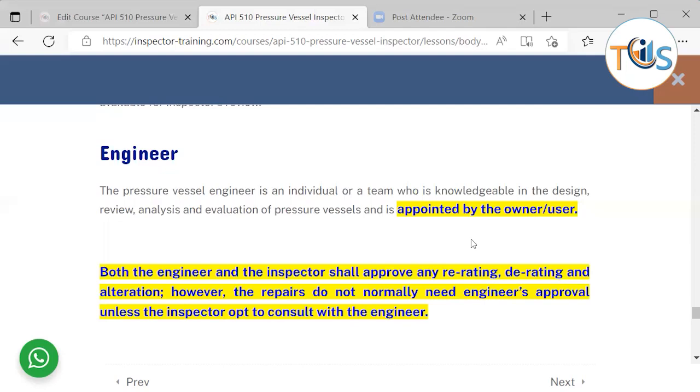And it is appointed by the owner-user, who has enough knowledge in the design, review, analysis, and evaluation of pressure vessels. Why does the API say appointed by the owner? Because if the API dictated some terms of what the engineer should be, the owner-user could always say, yeah, we got the guy who you told us to get, and now he made a mess of it, so you are involved. So that's why API doesn't want to get involved with this. It said it's the responsibility of the owner to get a qualified person as an engineer.